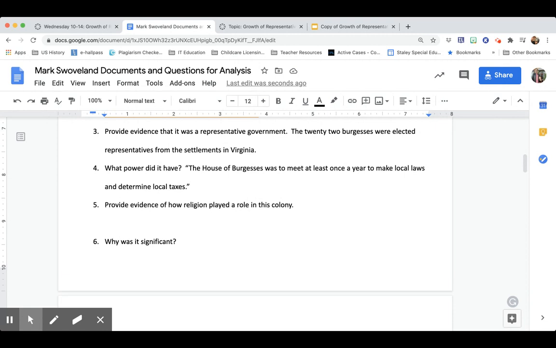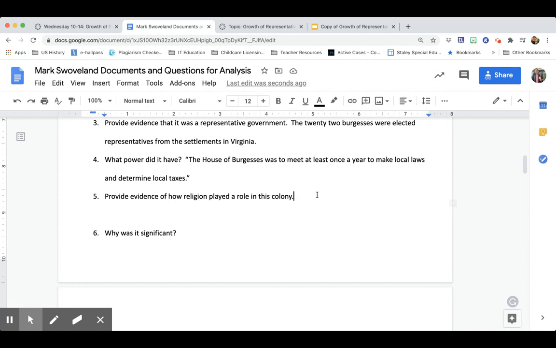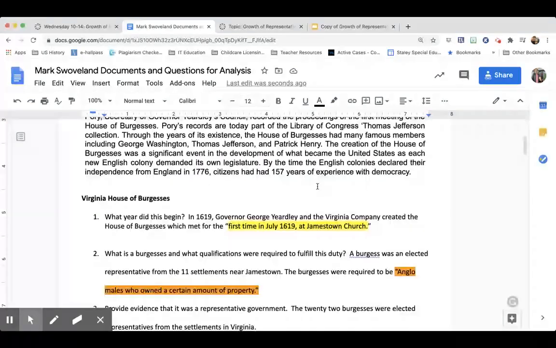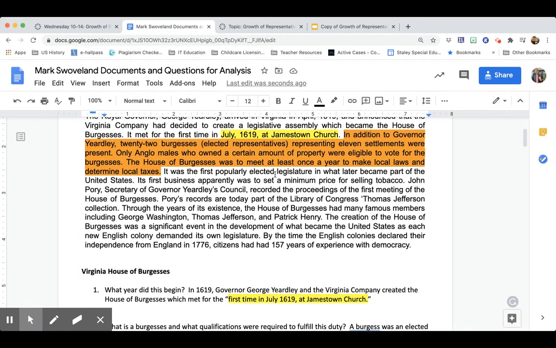So it says provide evidence there was a representative government. And I said 22 burgesses were elected representatives from the settlements in Virginia. What power did it have? Quote, the House of Burgesses was to meet at least once a year to make local laws and determine taxes. All right, provide evidence how religion played a role in this colony. Okay, so let's go back up here and we'll look around.